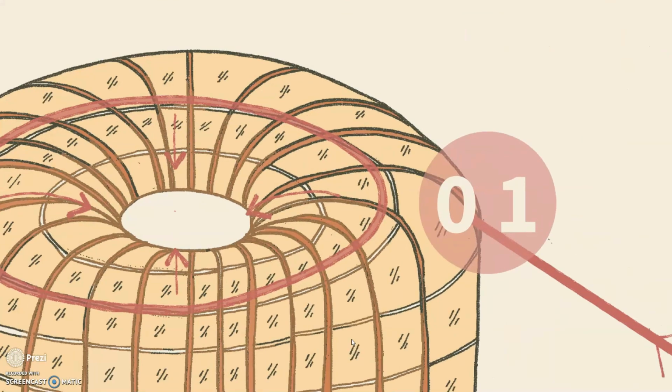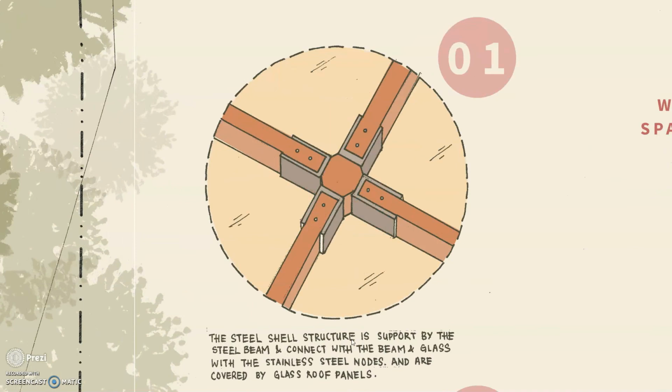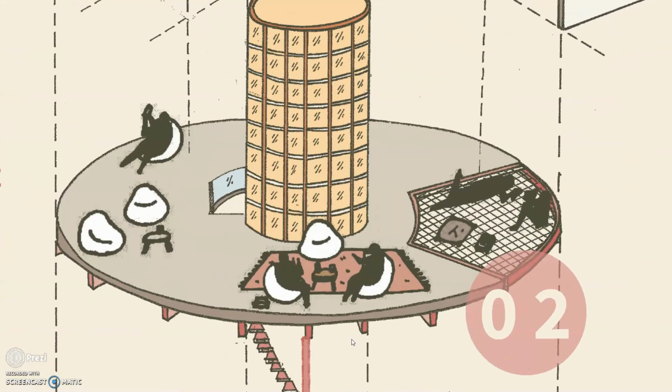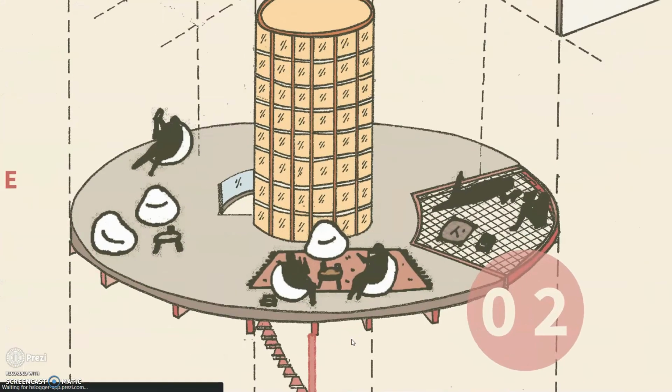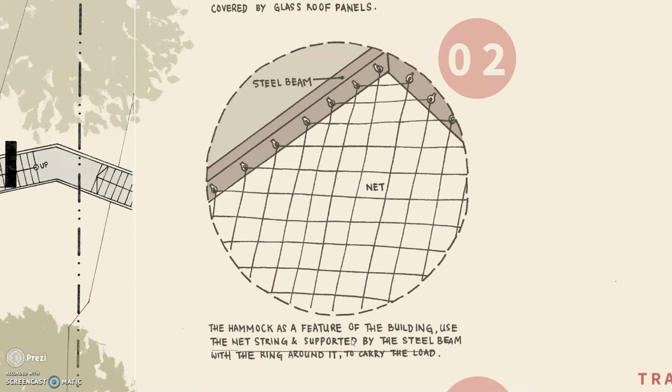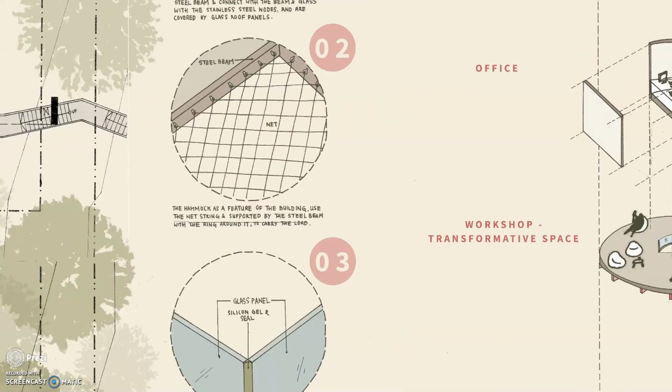In terms of the construction method, the dome roofing is a steel shell structure supported by steel beams and covered by glass roof panels. The hammock structure, as a feature of the building, uses net string and is supported by steel beams with a ring around it to carry the load.